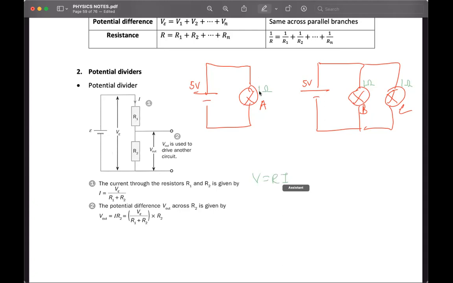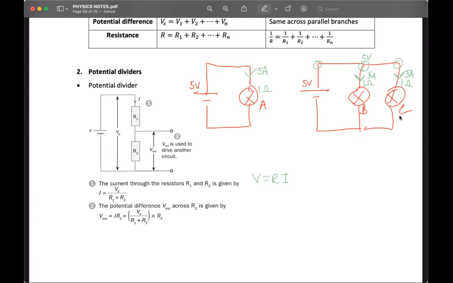So how much current flows through this bulb? The current flowing through A will be 5 ampere. V equals RI, right? So 5 will be equal to 5 times 1. Is that clear? Next, how do you calculate how much current is flowing through bulb B? Bulb B also has the same 5 volt. Do you remember? They are all sharing the same point. They are all 5 volt. So the current flowing through B is also 5 ampere. The current flowing through C is also 5 ampere. So in all 3 cases, 5 ampere of current is flowing through. Therefore, the 3 of them will have the same brightness.